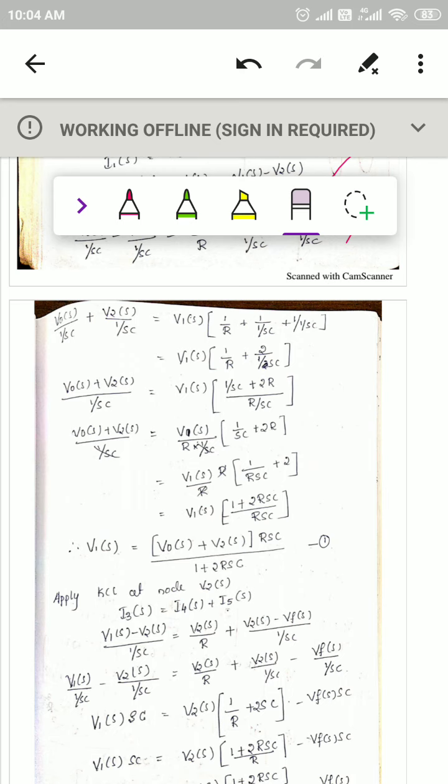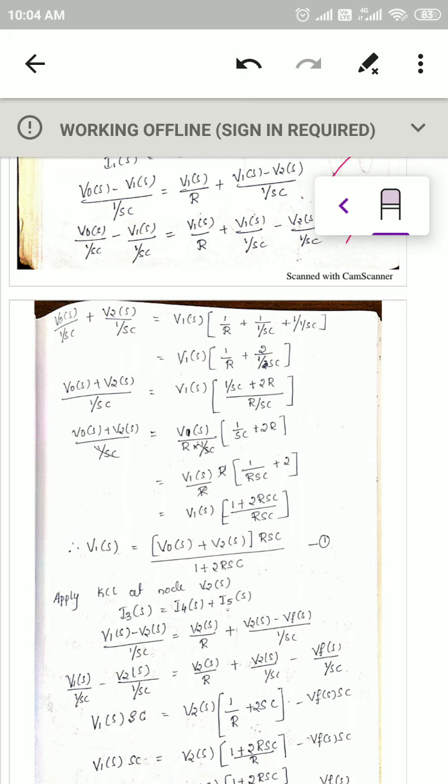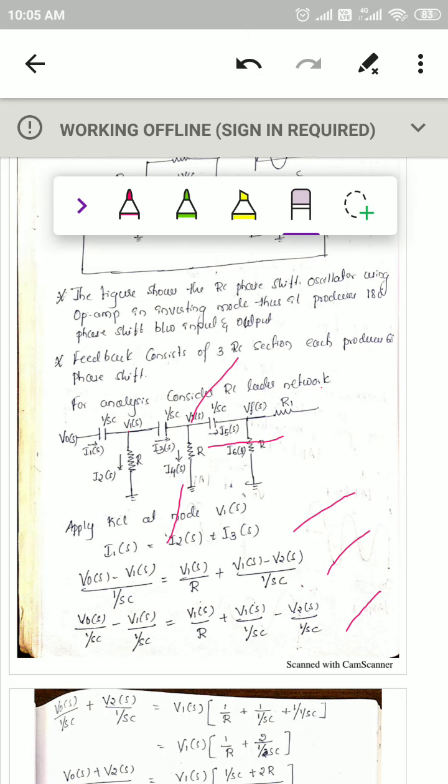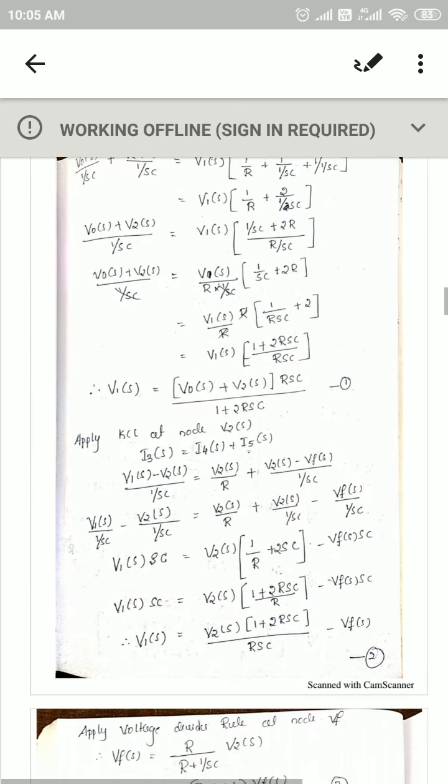This simplification you just have to practice, otherwise you will not get it. I have given the step-by-step simplification, so don't get confused. Go step by step and you will understand. Now at node V2 you apply the KCL. At node V2, I3 is equal to I4 plus I5.